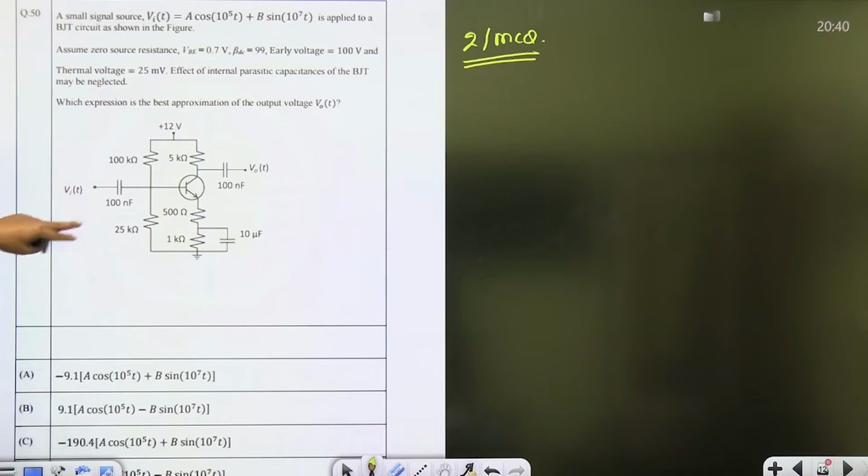RS is 0 because the input source resistance is 0. VBE is 0.7, Beta DC is 99, Early voltage is 100, and thermal voltage is 25 millivolt. The effect of the internal parasitic capacitance of the BJT may be neglected.